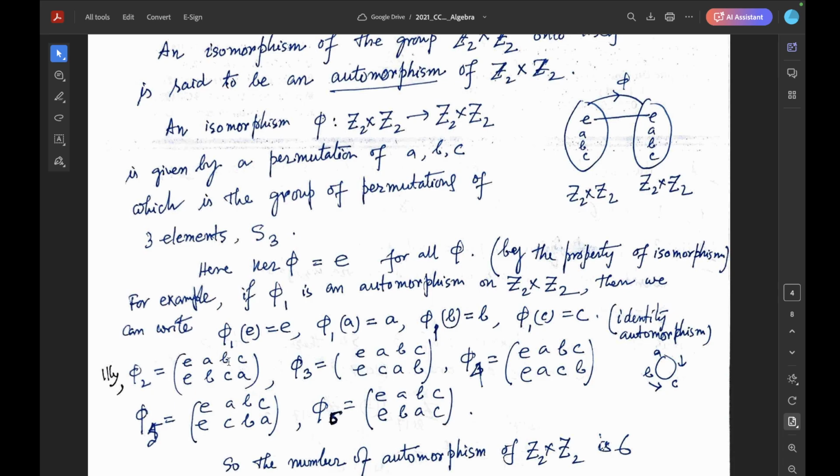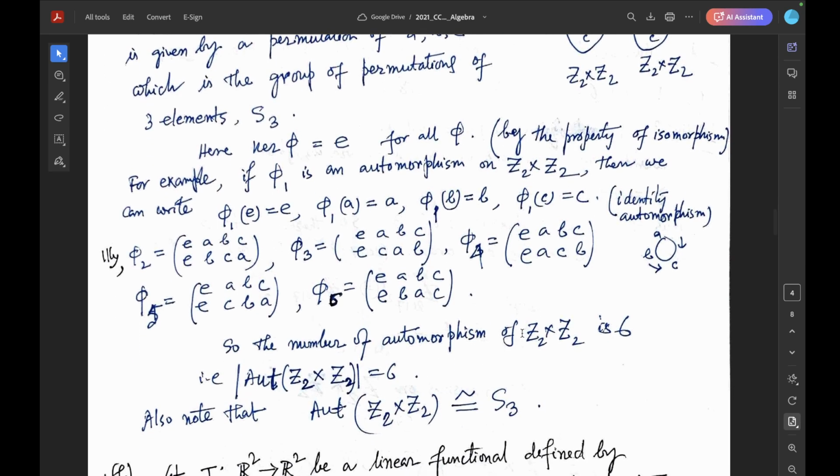Actually, this upper row E A B C is the same in all. So the images are E B C A, this anticlockwise rotation, then C A B, and E to E is the same for all automorphisms. Then the clockwise rotation, this A C B, next C B A, and next B A C. So the number of automorphisms of Z2 cross Z2 is 6.